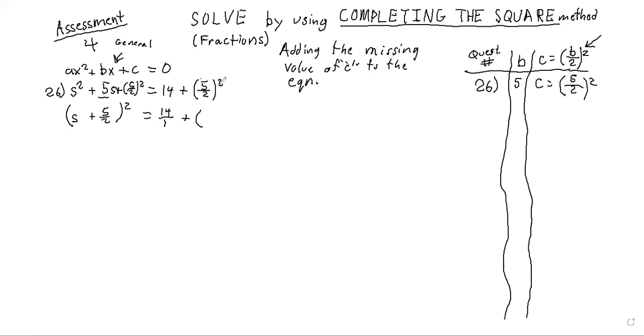this 5 over 2 is inside of a bracket, and that whole thing is squared. So that means this is going to be 5 squared over 2 squared. 5 squared is 25, 5 times 5 is 25, and 2 squared is 4. So now we've taken care of that. We don't need the brackets. All right, so now we're just adding two fractions.